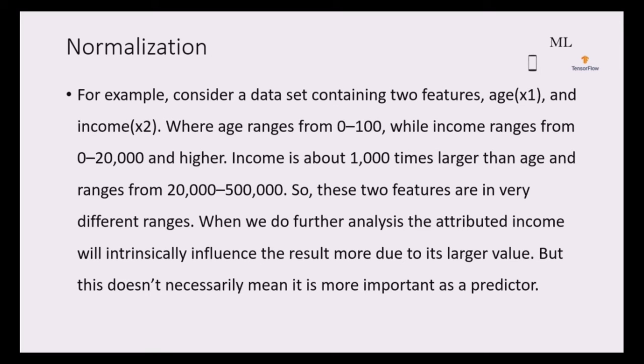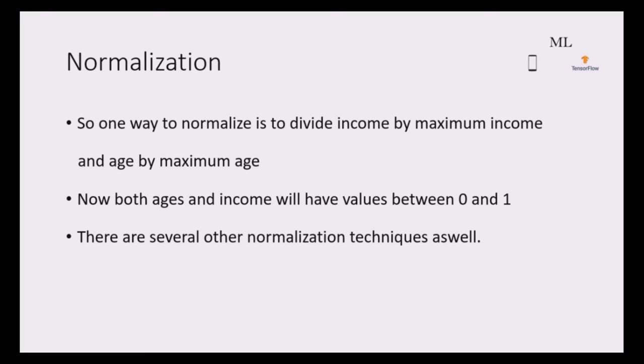So when we have columns in our dataset that have different ranges, for example, one ranges from 0 to 100 and the other ranges from 20,000 to 5 lakh, the column where values are larger has more influence on the result. In order to avoid that, we do normalization. We perform operations on these columns so that they have a common scale. One way to normalize is to divide income by the maximum income. For example, our maximum income is 5 lakhs, so we divide all the incomes by 5 lakhs. This will give us a result between 0 and 1.